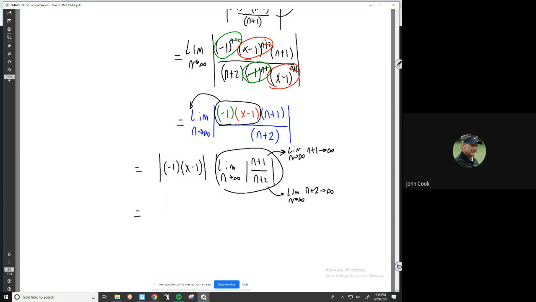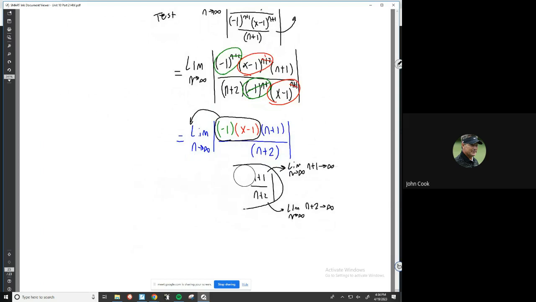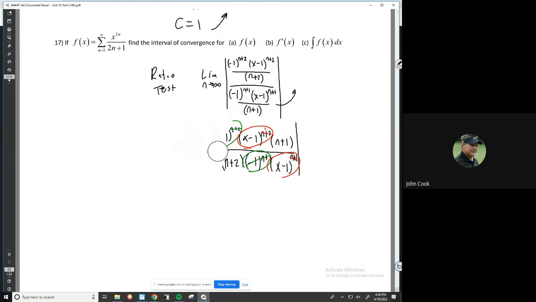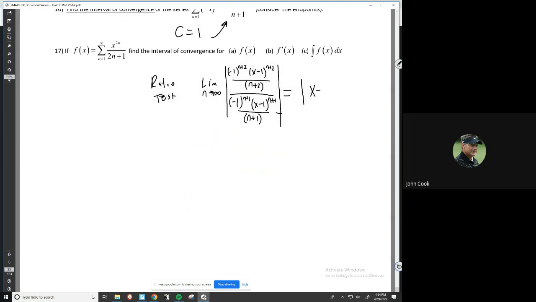Ready? The limit of this whole long thing, so all this over here, let me get rid of this. The limit just ends up being the one thing that's left over, which is the absolute value of x minus 1. So this whole thing ends up turning into this. It's the absolute value of x minus 1.